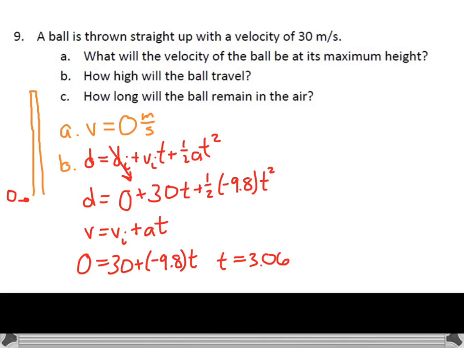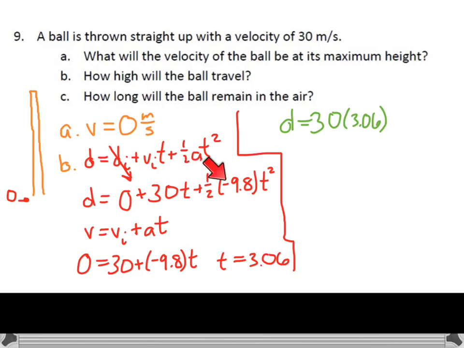Now I can plug this time into my displacement equation to find out what the distance is. So let's go ahead and do that. And let me divide my space up a little here so I can stay at least somewhat organized. So let's see here. So D equals, we can ignore this 0 part, so I'm not going to even write it. I have 30 times t. So that's 30 times 3.06. And then we have to add, well, actually, why don't we go ahead and say 1/2 times negative 9.8 is negative 4.9. So let's go minus 4.9 times our time squared, which is 3.06 squared. All right, now I just need to evaluate this expression over here on the right.